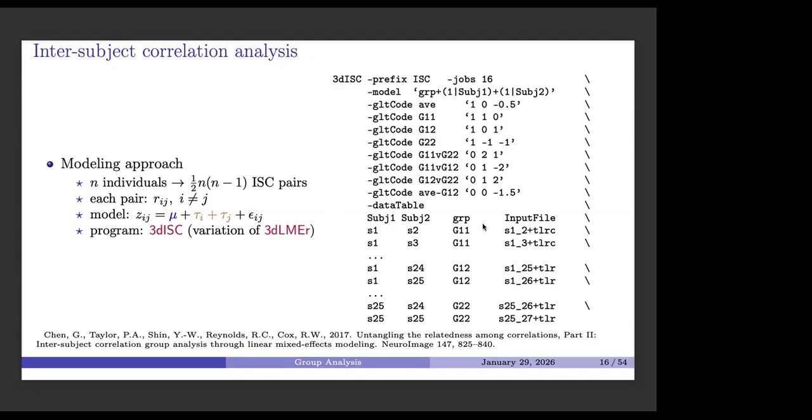So this basically shows at the bottom the data table. Since the input is a pair, we need 2 subject IDs. Then the last column is the input files. Then in between, suppose we have, depends on the group, right? Suppose we have 2 groups. How similar within each group, or how similar between 2 different groups.